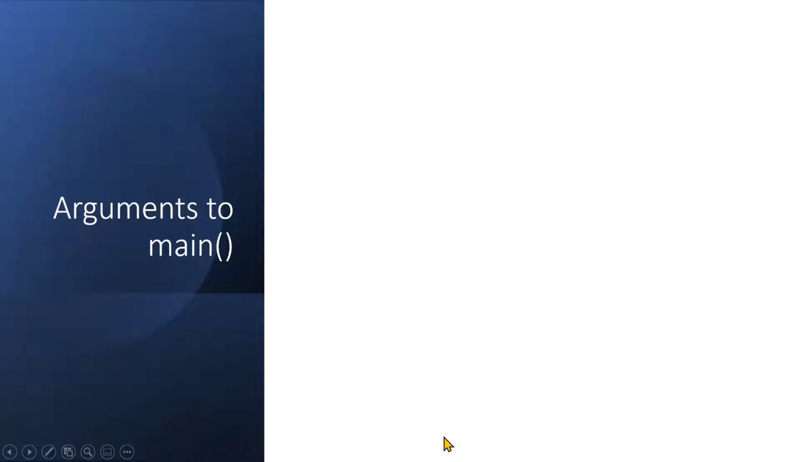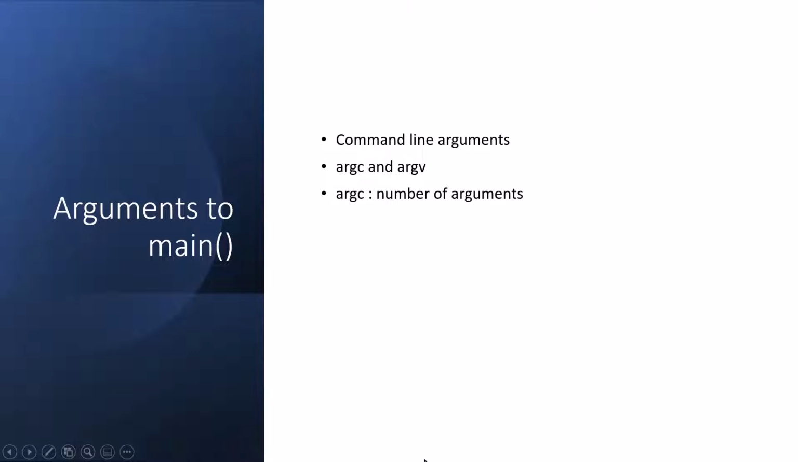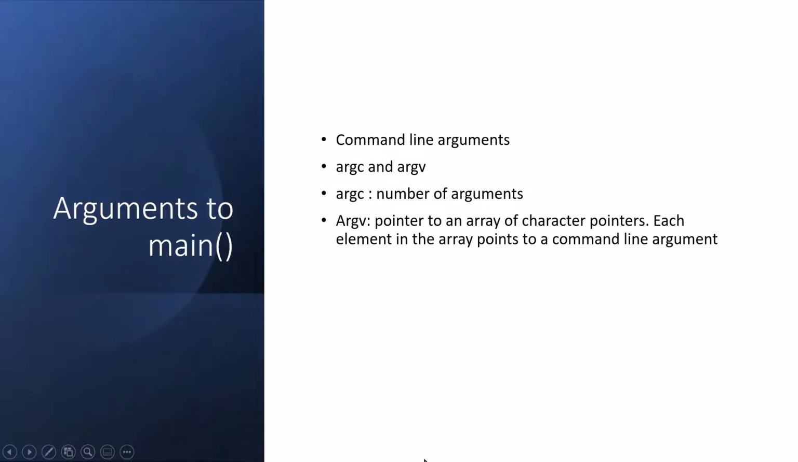Arguments to main. Now the main function also can take arguments. They're called command line arguments. They are argc and argv. Argc contains the number of arguments. Now by default, the count of arguments in argc would be 1, which is for the program name itself. Argv is a pointer to an array of character pointers. This too will have one element, which is again the program name. Each element in the array points to a command line argument, and as I said, the first element is the program name.